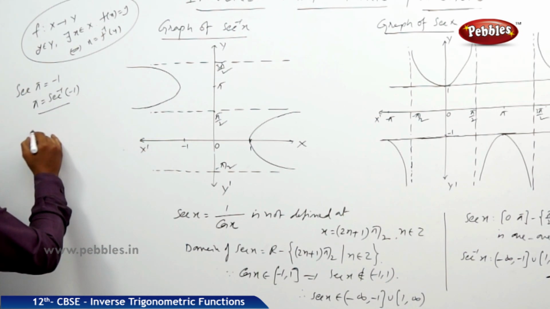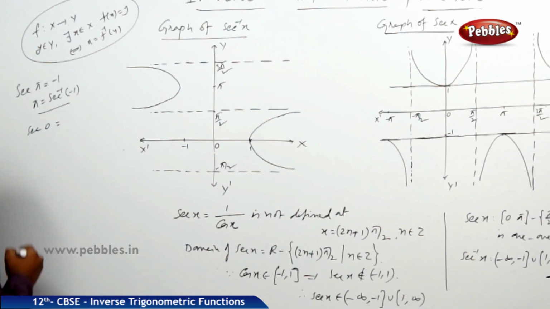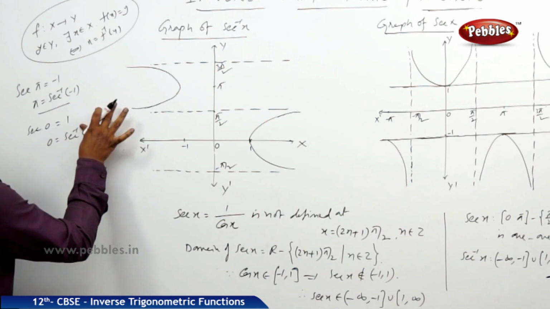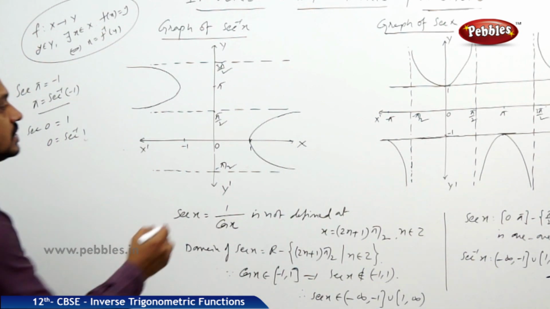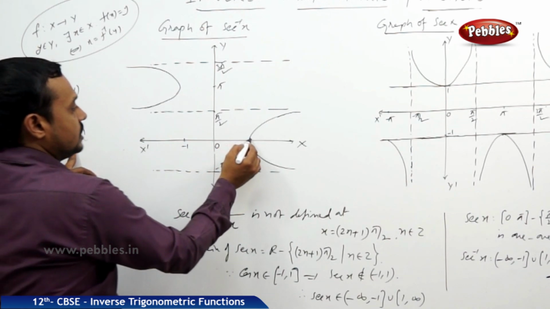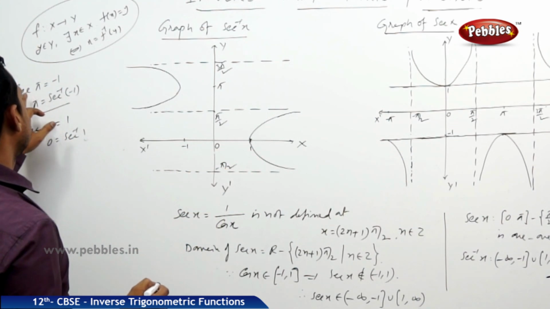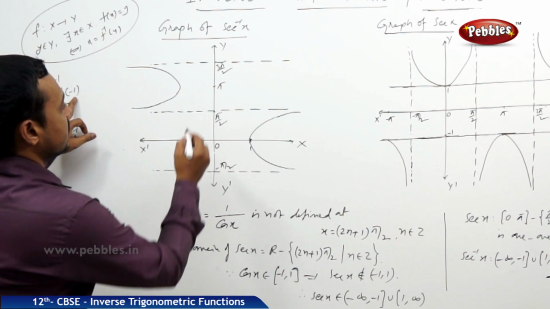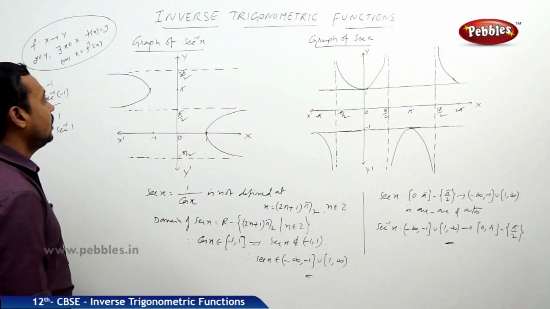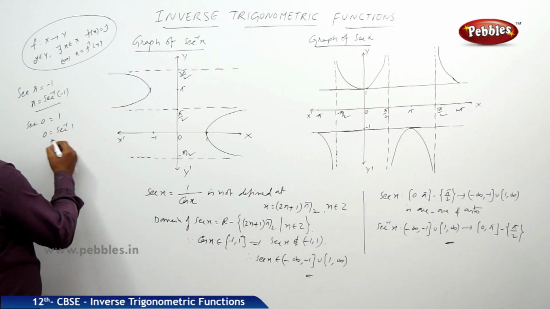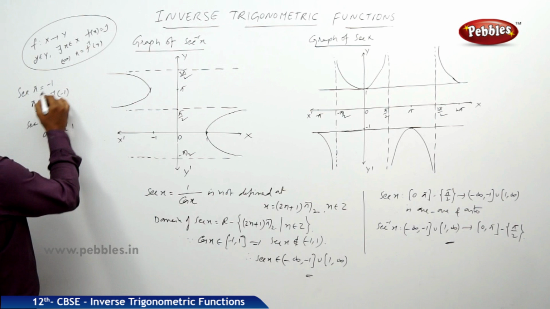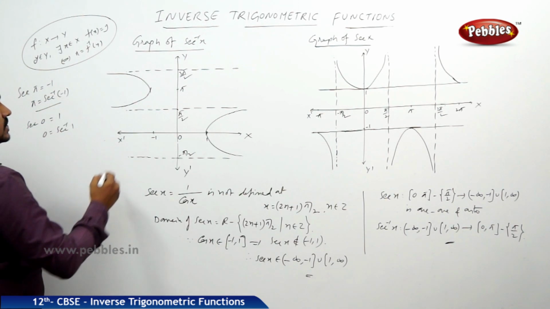You know, secant 0 is equal to 1, therefore 0 is equal to secant inverse 1. So at 1, the secant inverse value is 0, and secant pi is equal to minus 1 means secant inverse of minus 1. At minus 1, the secant inverse value is pi. Similarly, we have secant pi is equal to minus 1, pi is equal to secant inverse of minus 1.